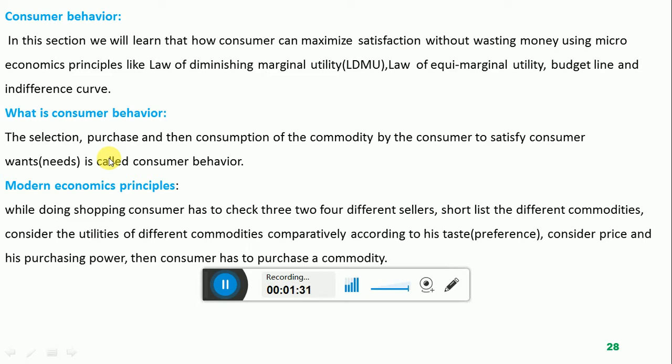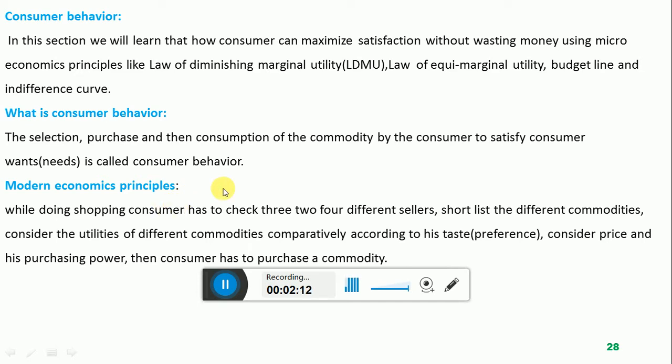Further, microeconomics educates us that being a consumer, when you want to do some shopping, when you want to purchase goods and services, what to do? Economics educates us about the modern economic principles, that when an individual is doing shopping, he should not purchase the goods and services blindly from the market. An individual must follow the following modern economic principles, rules.